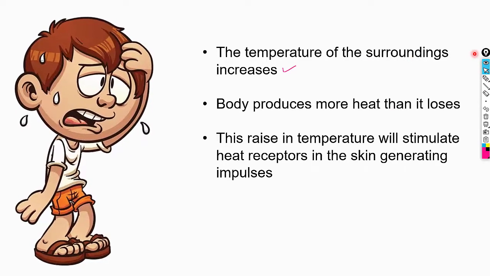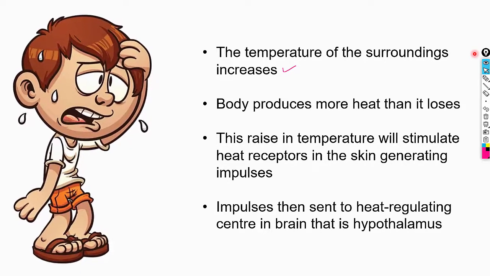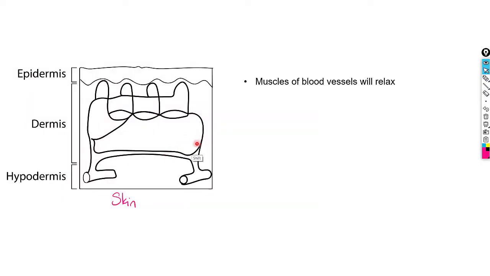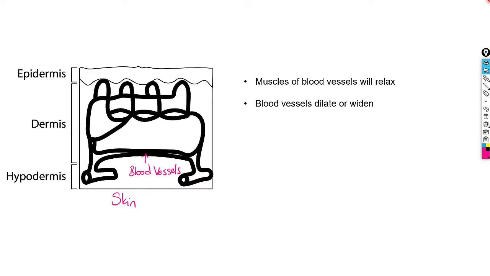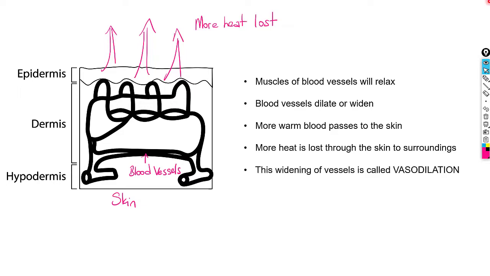This rise in temperature will stimulate heat receptors in the skin, generating impulses. Impulses are then sent to the heat regulating center of the brain, that is the hypothalamus. The hypothalamus responds by sending impulses to involuntary muscles in the blood vessels, and these muscles will relax, causing blood vessels to dilate or widen. This will allow more warm blood to pass to the skin. So more heat is lost through the skin to the surroundings by conduction to cool the body down. This widening of vessels is called vasodilation. Vaso here refers to vessel, and together it means dilation of a vessel.